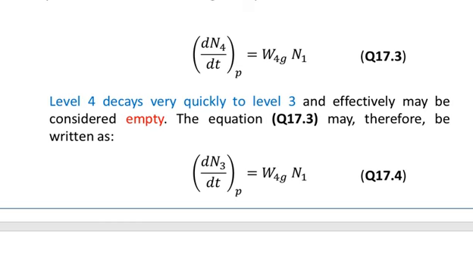Level 4 decays very quickly to level 3 and effectively may be considered empty. Equation 17.3 may therefore be written as dN3 over dt due to pumping P is equal to the rate of pumping, which is W4G times N1, where N1 is the population of level 1. Since the level 4 is effectively empty because the population decays very quickly from level 4 to level 3, we can write the above equation for level 3, which is given in equation number 17.4.